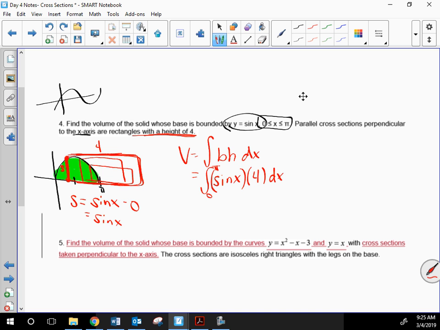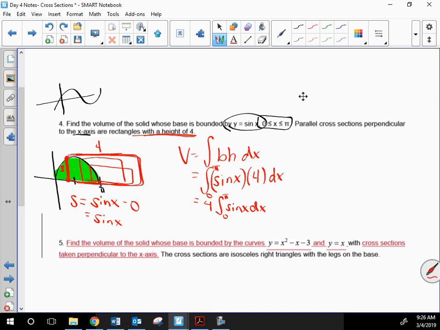So rectangles are not difficult. Again, it's just base times height. Your base will be lying upon your region. Your height, they have to tell you something about it. A lot of times they do just a standard regular height of a solid number. Sometimes they'll say something like your height is twice the base, or your height is half the base, something like that. Okay, so what we really have then is 4 times the integral of sine x dx.